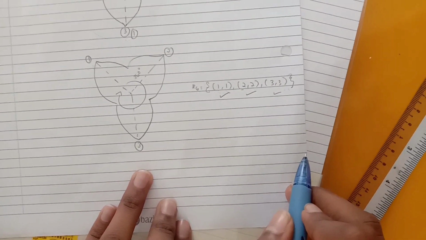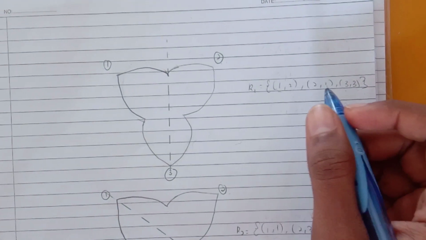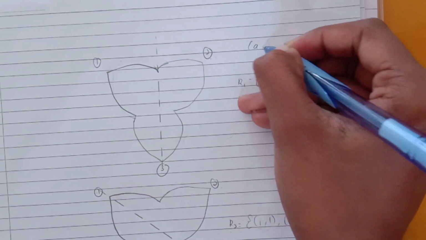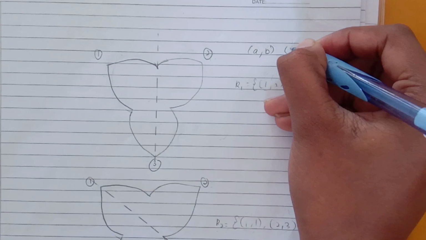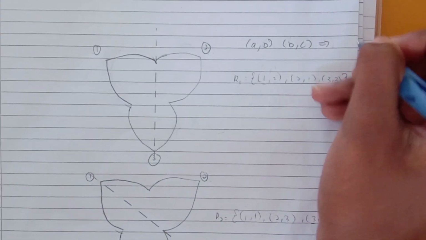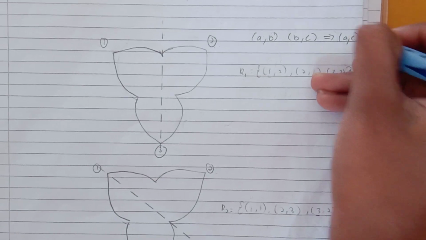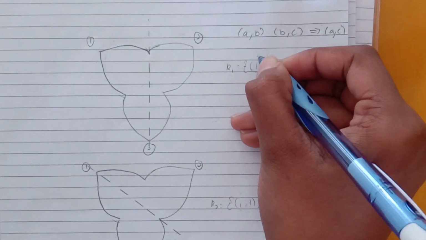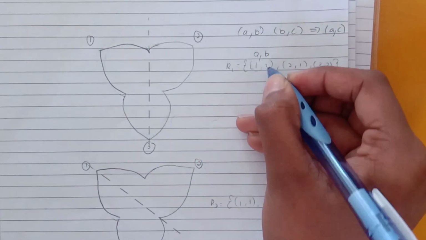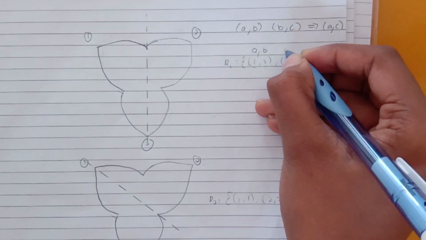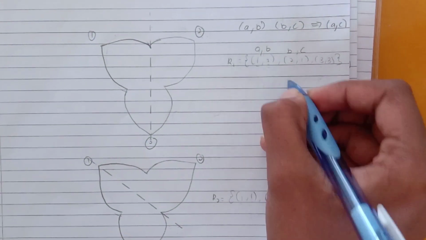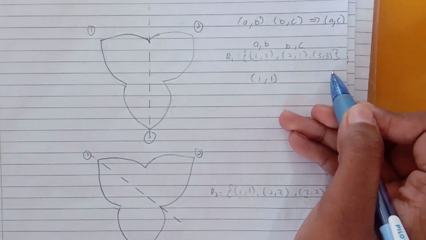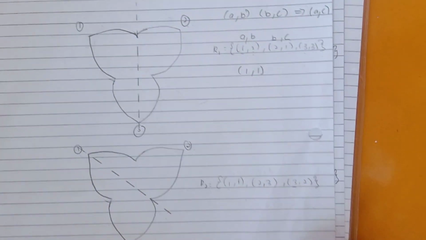Okay, now we'll be discussing the third relation, which is transitive. For the transitive relation, the rule is (A, B) and (B, C) gives (A, C). So for R1, this is (A, B), where B is 2. If you see here, 2 is here, so this is (B, C). So there should be (A, C), which is (1, 1). But if you see here, there's no (1, 1). So R1 is not transitive.